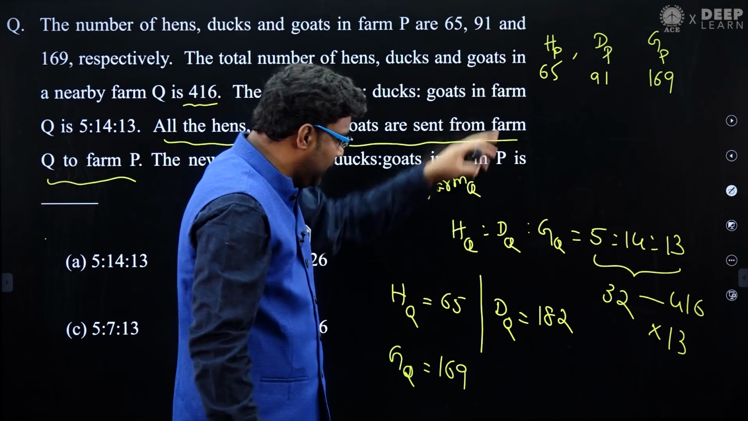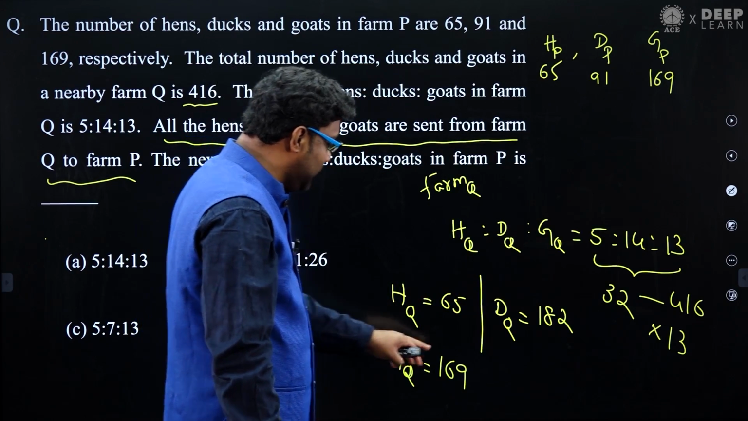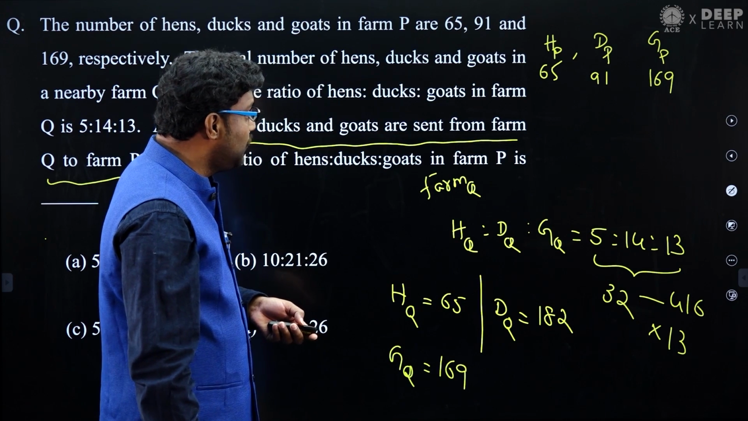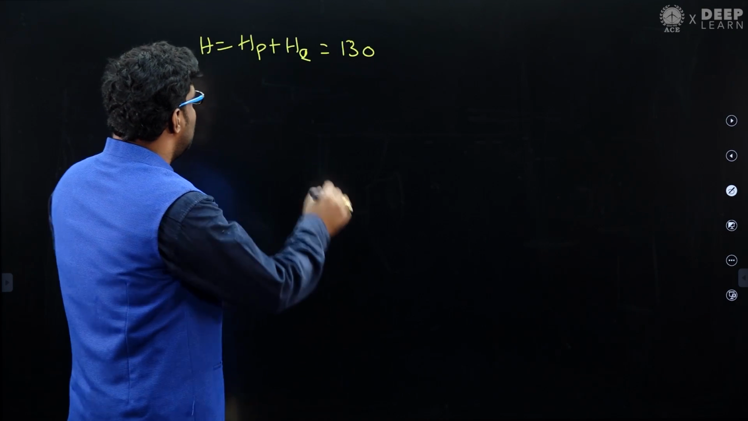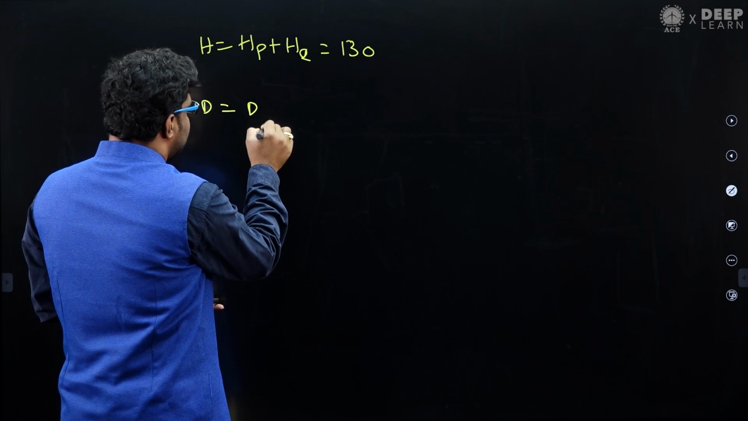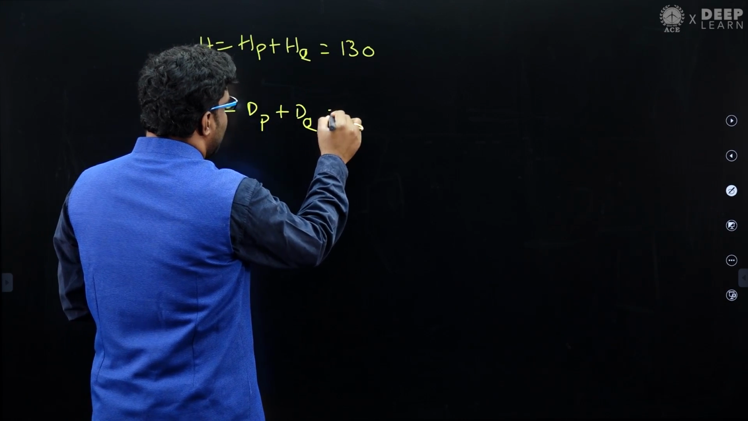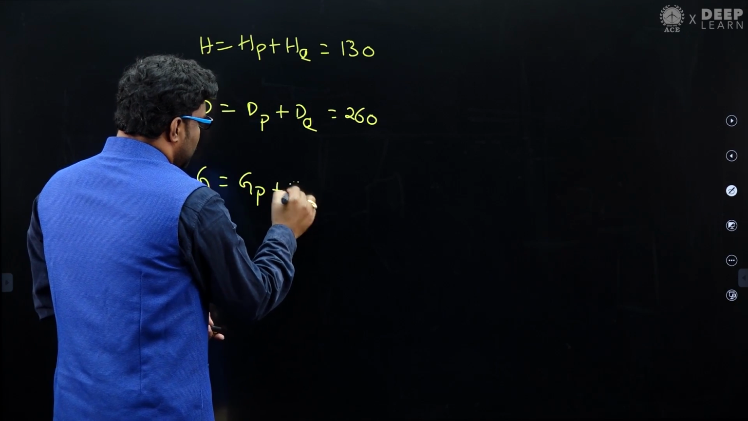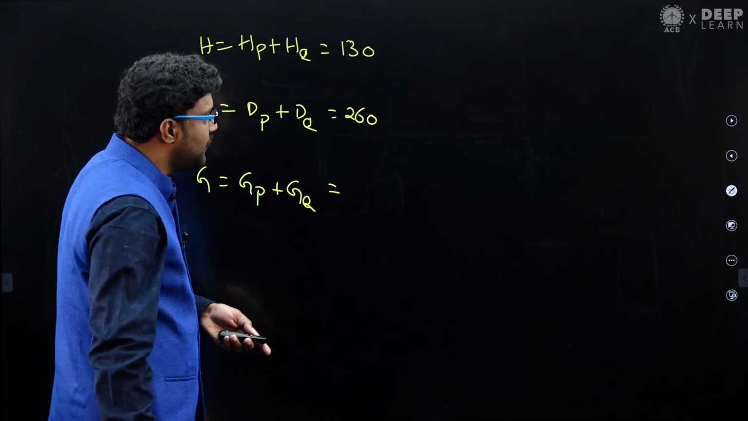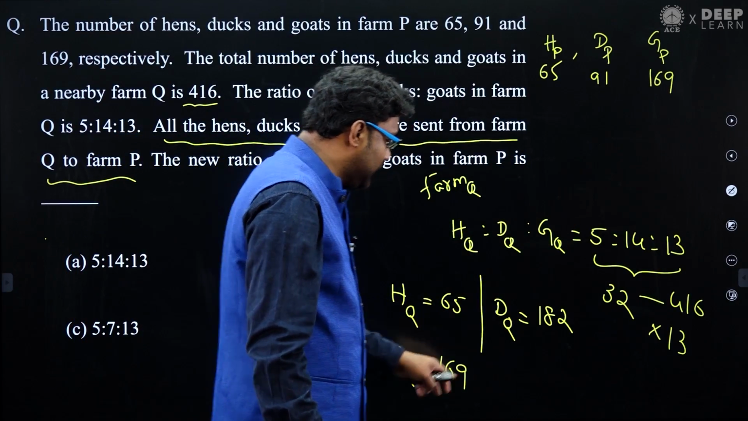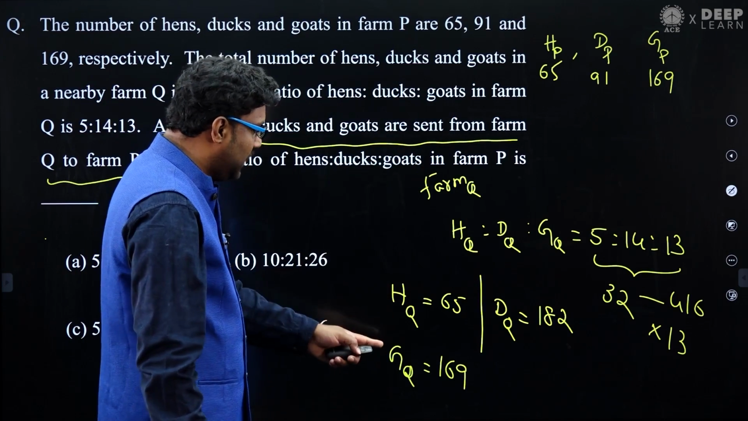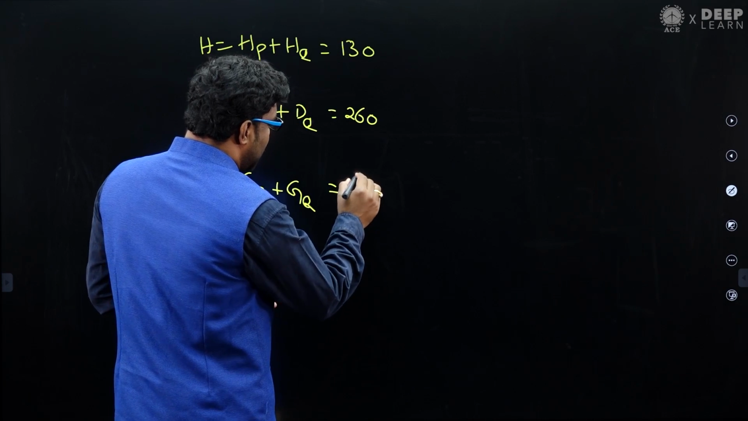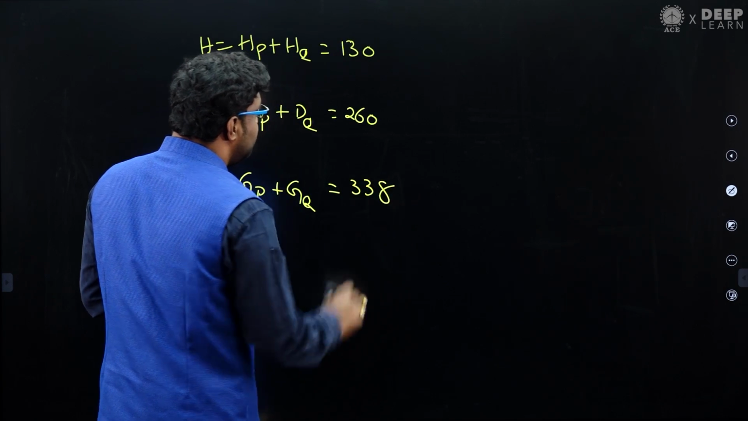Yes, this is 65 and 65, 130. Here 169 and 91, you will get 260. So ducks is 260. Then how many goats are there together? We'll just go with the normal procedure. 169 there and here also 169. If you add those two, double for that, you get 338.